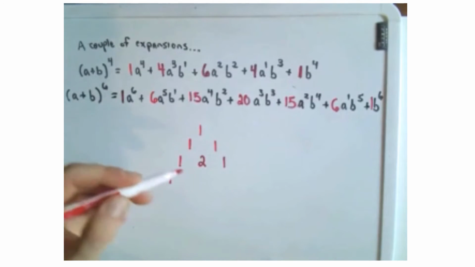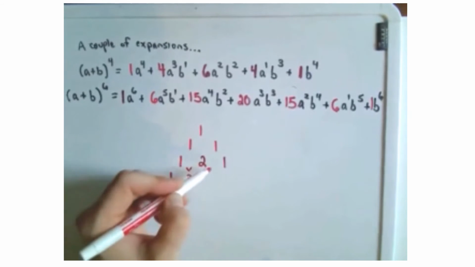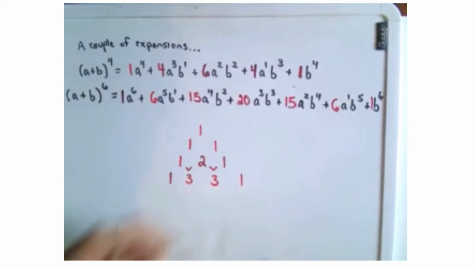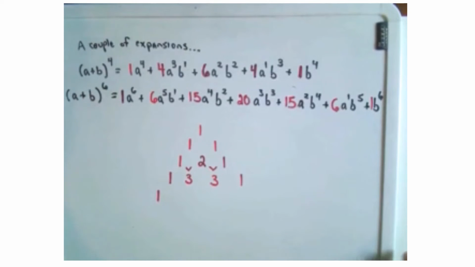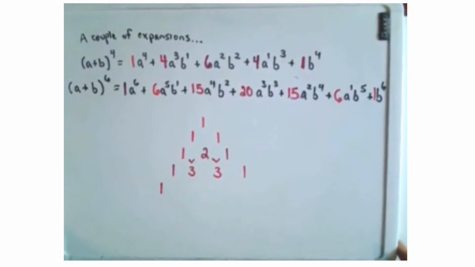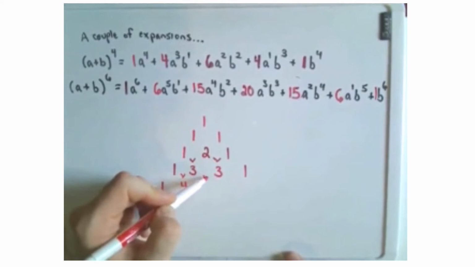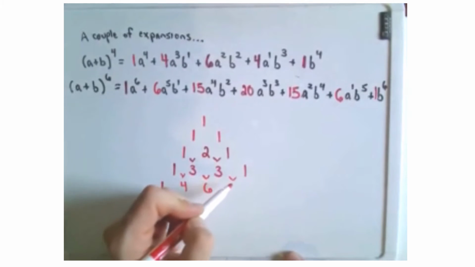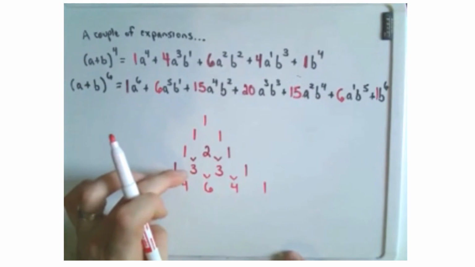So I'm going to put another 1 over here. If I add 1 and 2, I'm going to get 3. If I add 2 and 1, I'm going to get another 3. And then I'm going to drop down another 1. Okay, so let me do this again. So if we add 1 and 3, we're going to get 4. If we add 3 and 3, we're going to get 6. If we add 3 and 1, we're going to get 4 again. And then we just stick another 1 at the end.